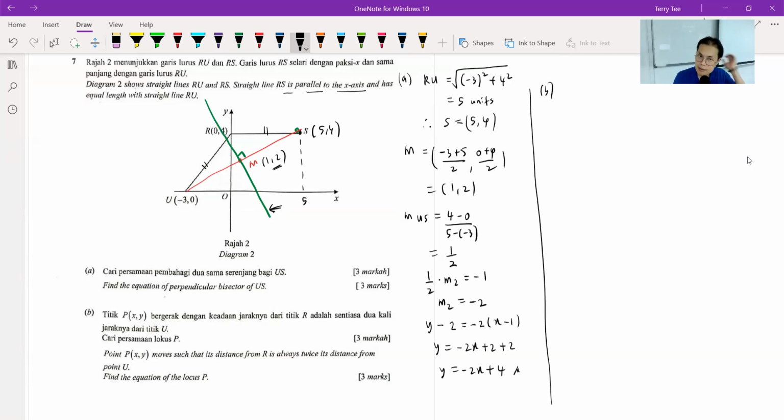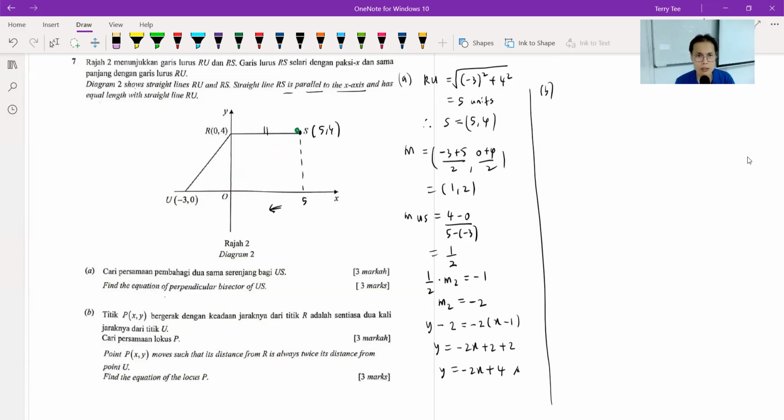Okay, next, part B. Point P moves such that the distance from point R is always twice its distance from point U. So this is a locus. I can rub this off. Nothing to do with the first part anymore. You don't really need to draw it out. It's actually a locus of constant ratio from two fixed points. It's actually a circle, but you don't draw it out.